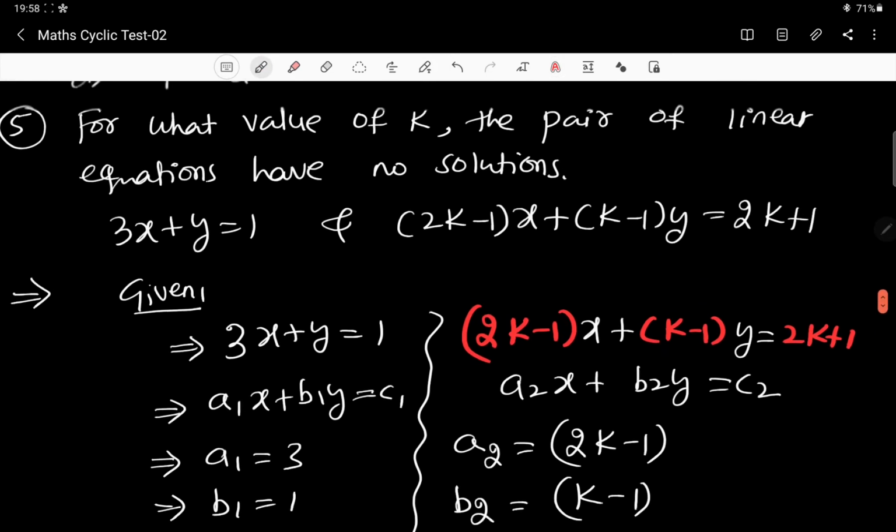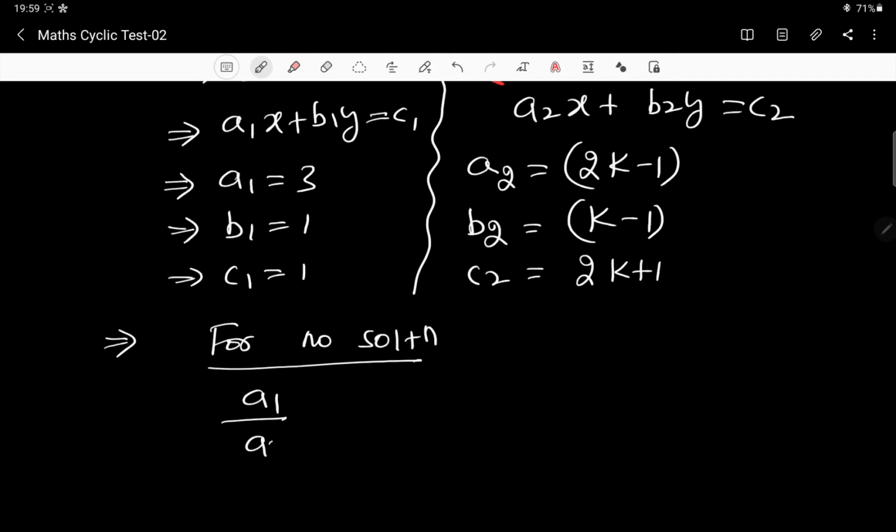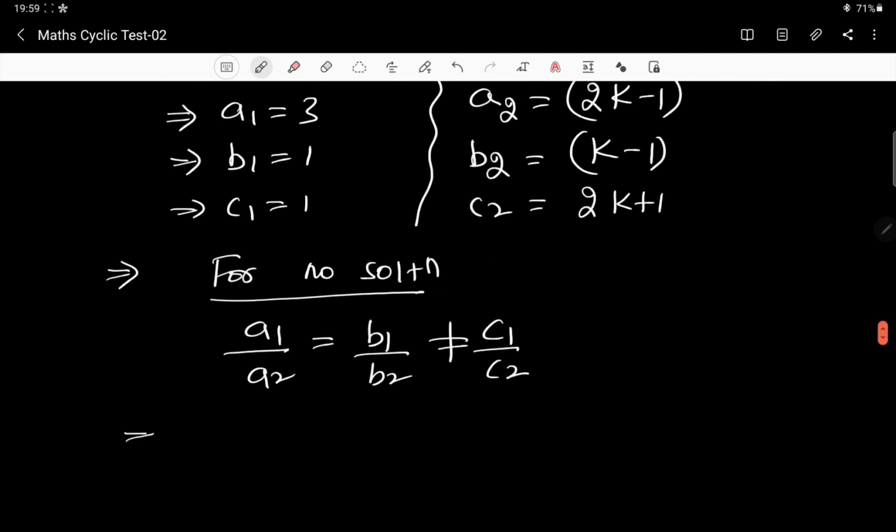And what they are saying is, they don't want any solutions, no? For no solution, what is the condition? The condition is a1 by a2 should be equal to b1 by b2, should not be equal to c1 by c2. This is very, very important. So the first two conditions you can just make use of.